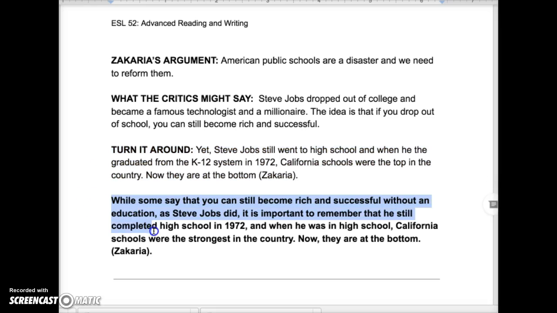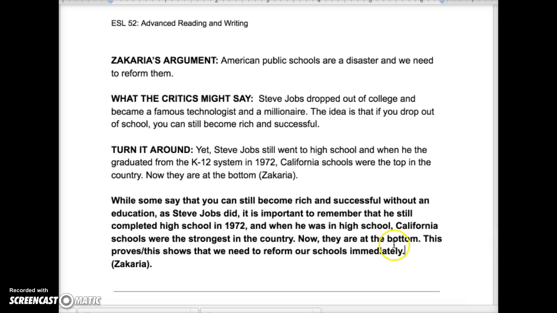And here's what it would look like in a paper. While some say that you can still become rich and successful without an education, as Steve Jobs did, it is important to remember that he still completed high school in 1972, and when he was in high school, California schools were the strongest in the country. Now they are at the bottom. And maybe I would follow up with, this shows that we need to reform our schools immediately. So I bring up the other side, I squash it with evidence, and then I explain or I restate my main point. Okay, that's what it looks like. It could be a whole paragraph in your essay, or maybe it's just a couple of sentences.